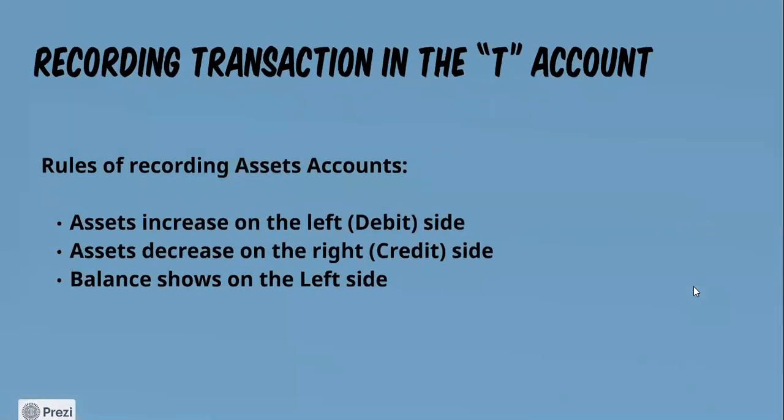Recording transactions in the T account. Now, the rule for recording asset accounts: assets increase on the left or the debit side, because the normal asset balance is found on the debit side. A decrease of asset is recorded on the credit side. Therefore, the balance should be found on the left side of the T account, which is the debit side.